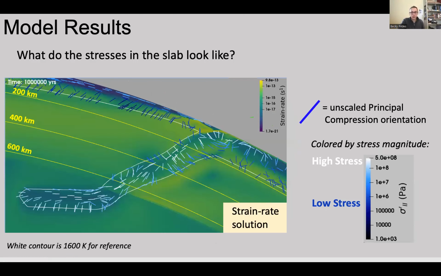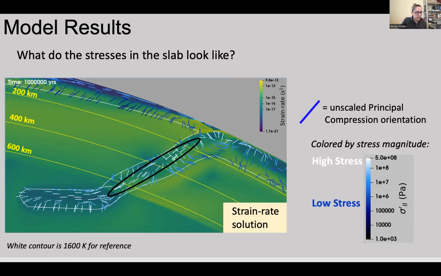Now, since we also included elasticity, as I mentioned, we can evaluate our models by looking at the stress orientations. Plotted on top of the strain rate solution here are the unscaled principal compression orientations, colored by stress magnitude. Another good thing we saw in these models is that in the cold core of the slab, we see this down dip compression region, which, with the slab's geometry, is something we see in the deep earthquake observations from their focal mechanism solutions.